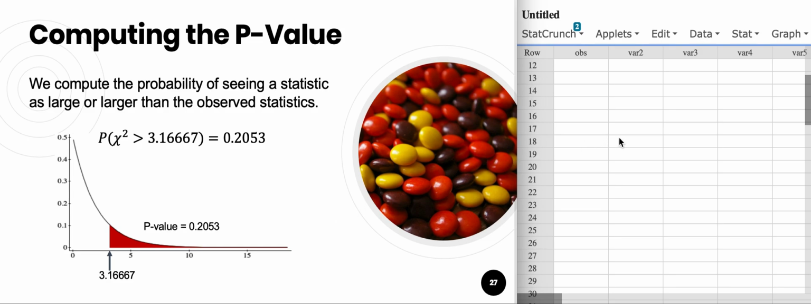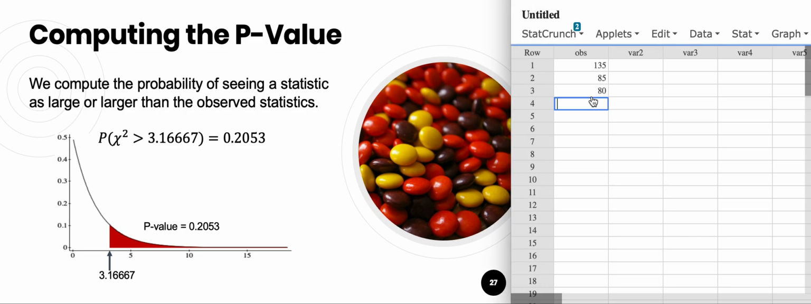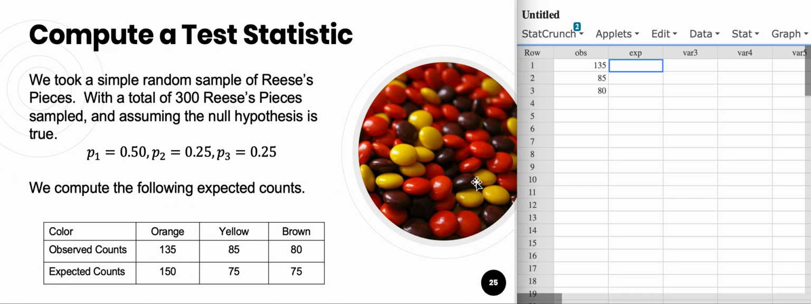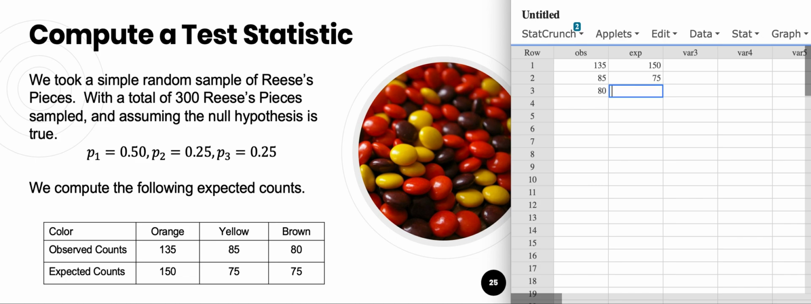So using StatCrunch to determine this, I'll need some observed values and the expected counts. I'll create two columns, one for the observed and one for the expected. If we go back up and look, the observed values were 135, 85, and 80. The expected counts were 150, 75, and 75.